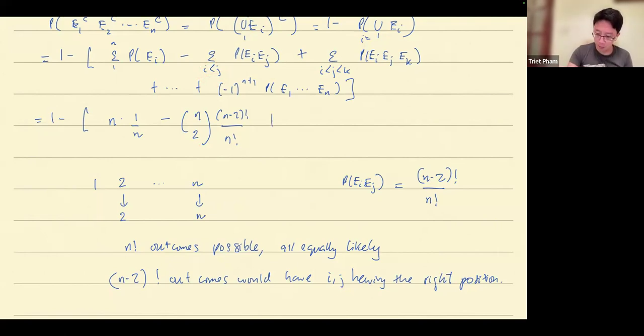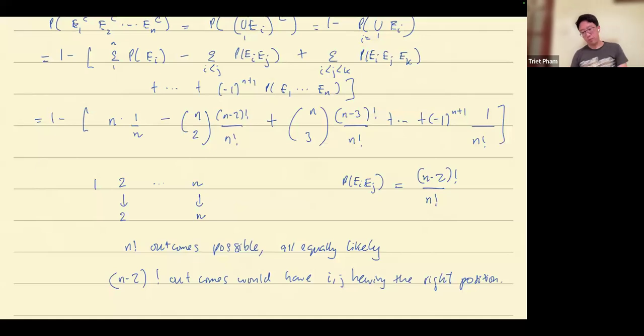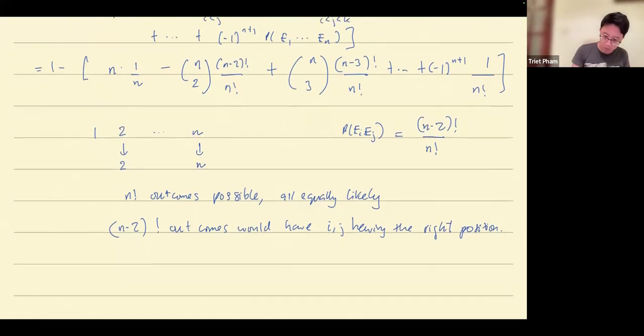Okay. Similarly, P_ijk would be (n minus 3) factorial over n factorial. How many triples do we have? We have n choose 3 triples. So on and so forth, until the last one, which is just 1 over n factorial. Any question about this?